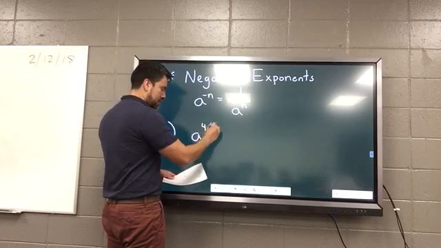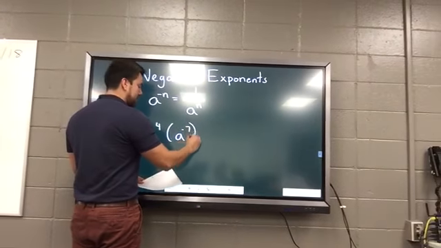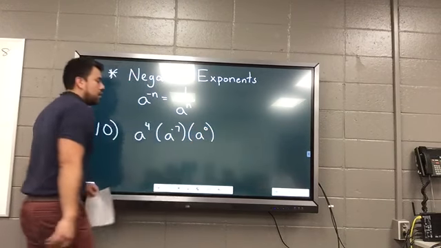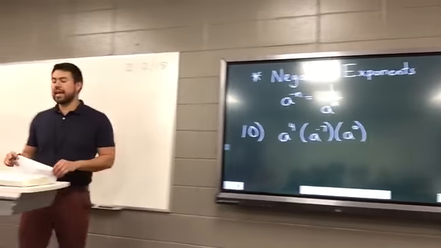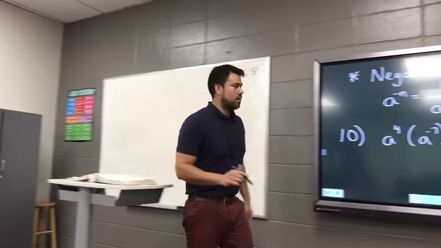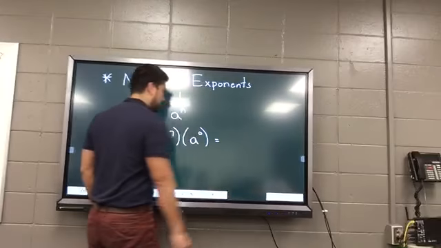A to the 4th times a to the negative 7th times a to the 0. Okay, just tell me what you get, and then I'll explain what I want on these answers, because it depends on what we're asking for your final answer, but I'll clarify that.